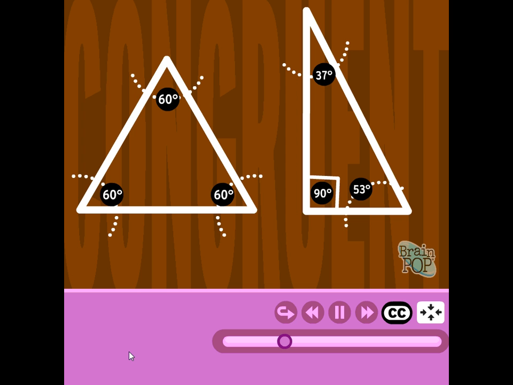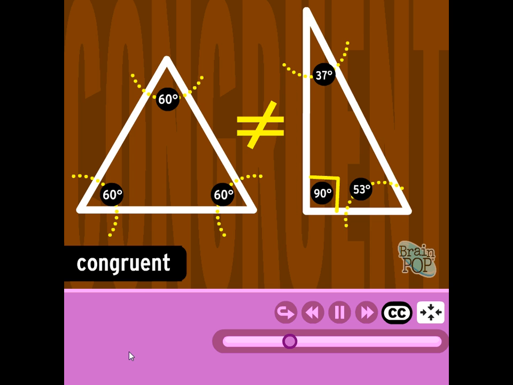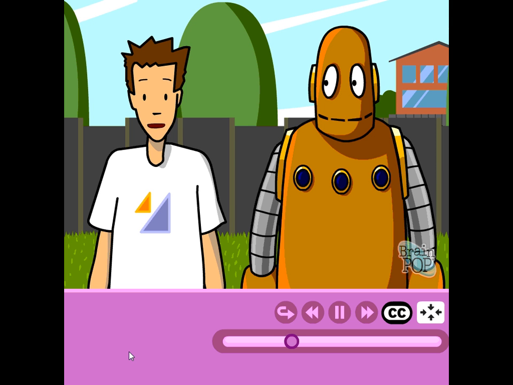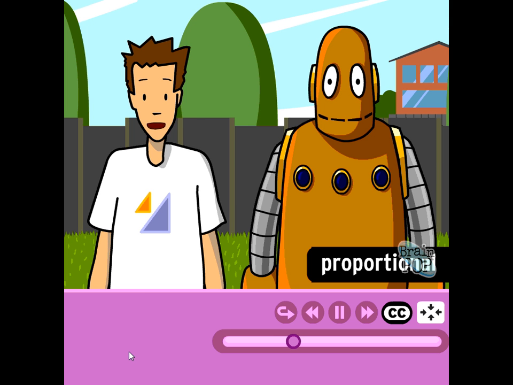Geometrically similar triangles have to have corresponding angles that are congruent or equal. These don't. And they would have to have corresponding sides that are all proportional in length. And that means that the relative lengths of the sides would have to be the same.